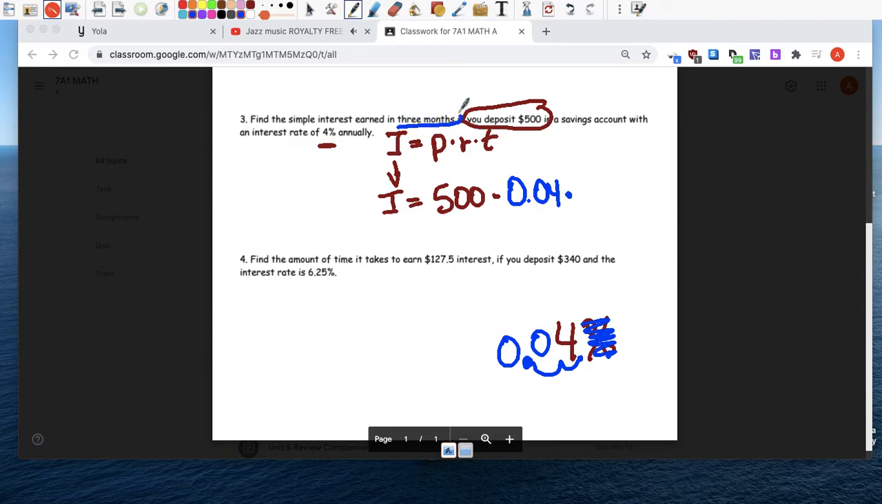Time is 3 meses. So 3 months es 3 meses. ¿De cuánto? De un año. Or 3 over 12. Un año tiene 12 meses. 1 year has 12 months, so that's why we write it. 3 out of 12. Now let's just multiply. 500 times 0.04 times 3 over 12 equals $5. So if you go to a bank, you deposit $500, you leave it for 3 months, for 3 meses, you make $5. Ganas $5.